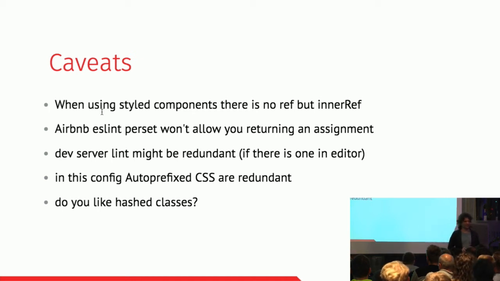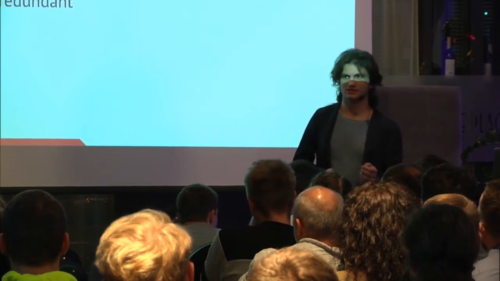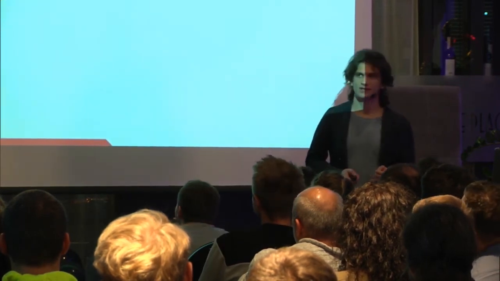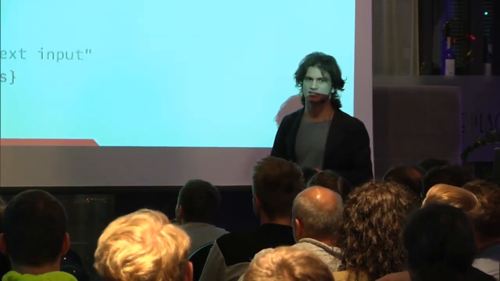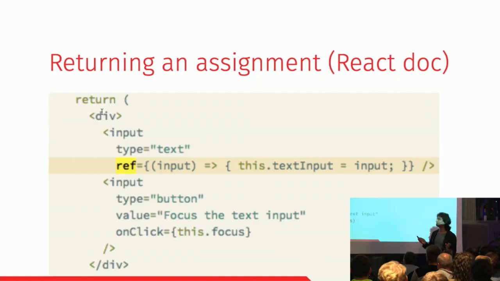Well, the Airbnb async preset that I chose was not really compatible with the solutions that Facebook was giving. For example, Facebook in its official documentation shows that this way we should assign the nodes in React. But as you can see, this function returns.